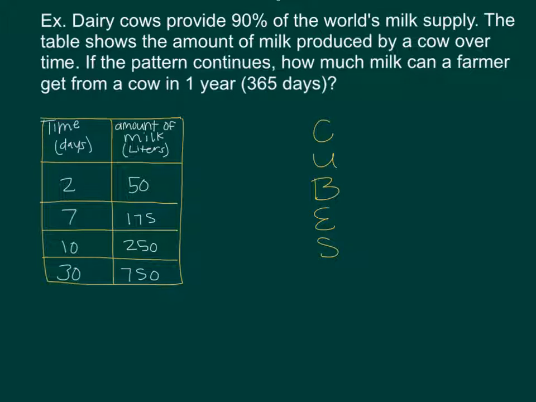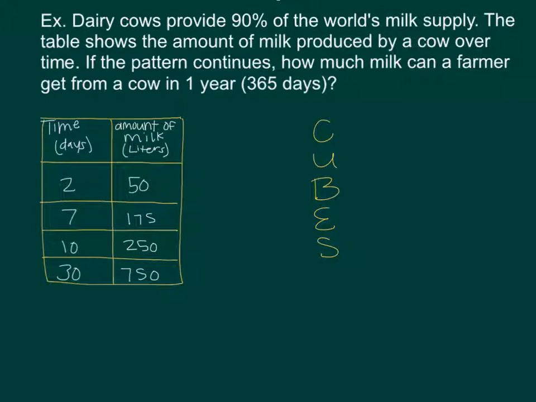So, here's my time. We are looking at days. Time is days, and the amount of milk is in liters, okay? So in 2 days, 50 liters. My brain automatically tells me, well then what was 1 day? Probably half of that. So 1 day was probably 25 liters. In 7 days, 175. In 10 days, 250. In 30 days, 750.